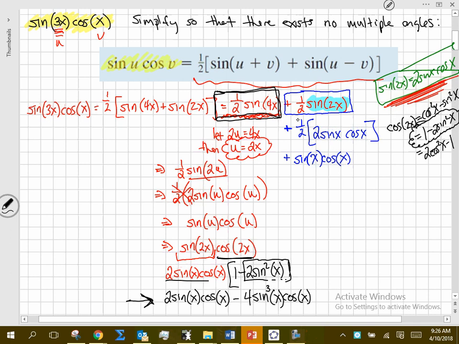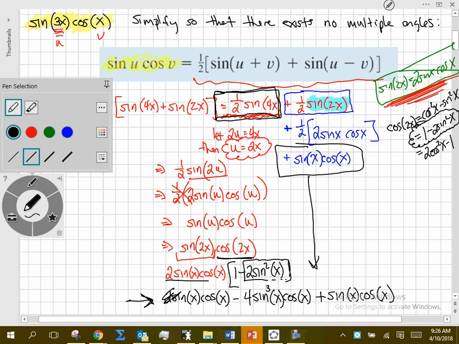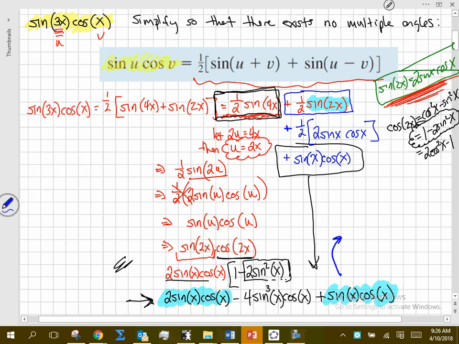Now, remember we had this blue portion that we did first because I thought that was maybe easier. That needs to be added down here. So I'll add plus sine x cosine x. Not what I wanted to do. Are these two terms like terms? Okay, so my final result here, just going to write it right here, becomes 3 sine x cosine x minus 4 sine cubed x cosine x.